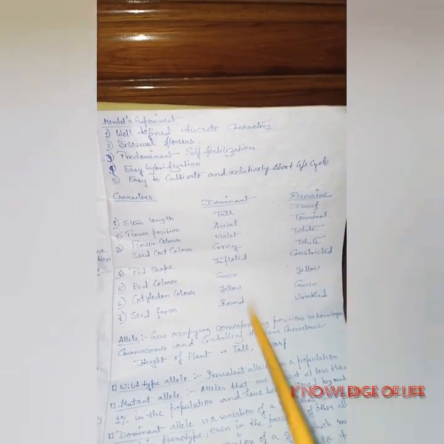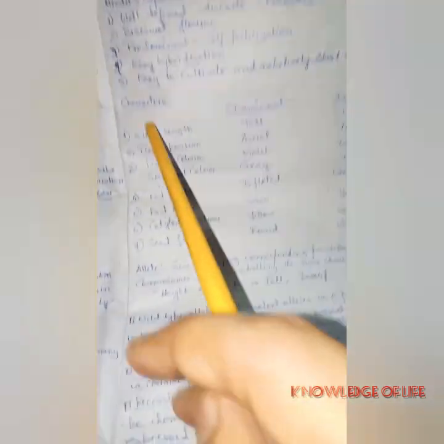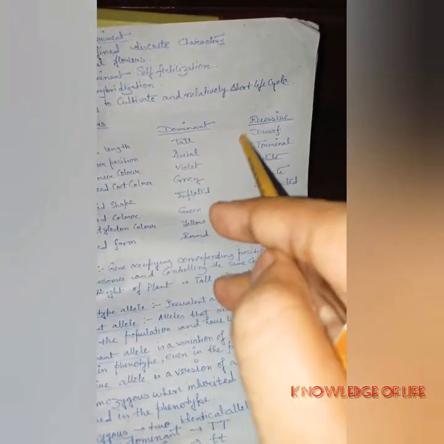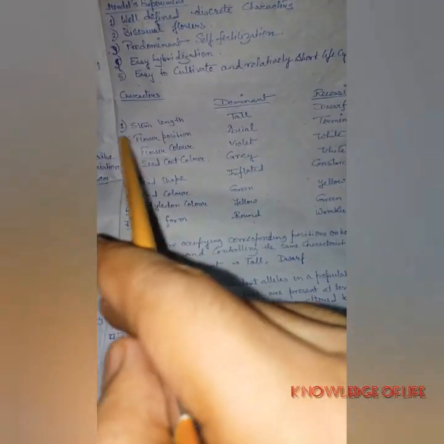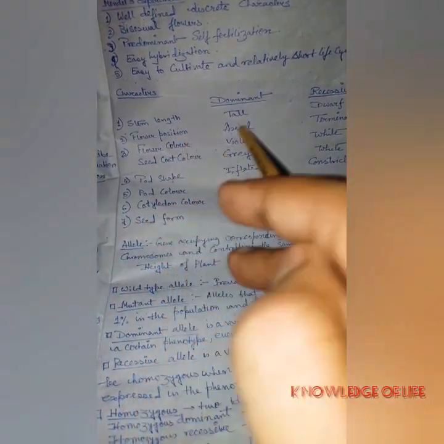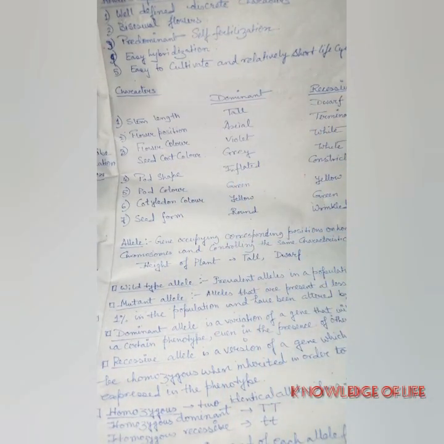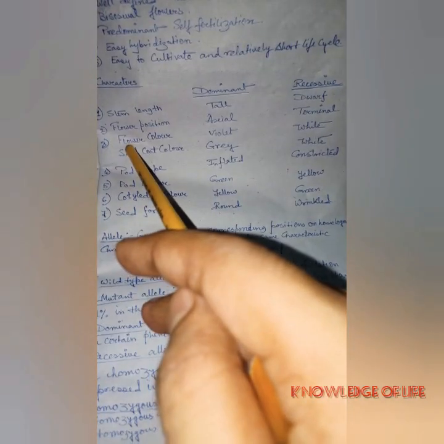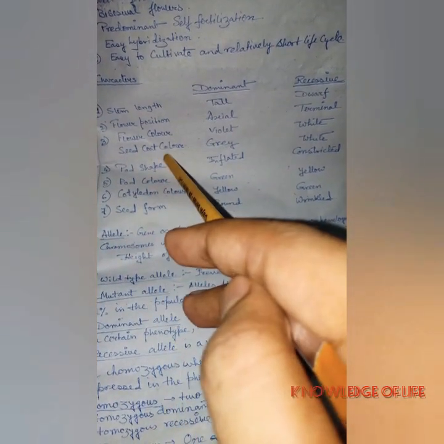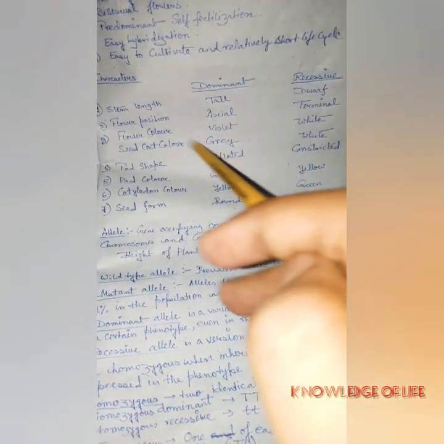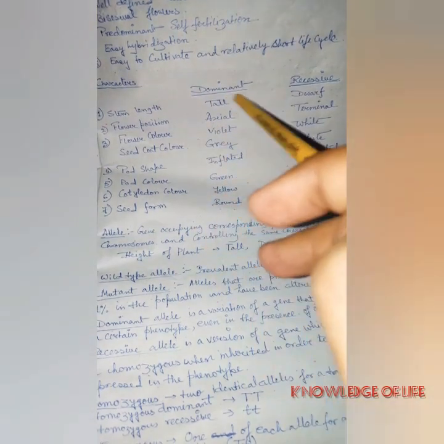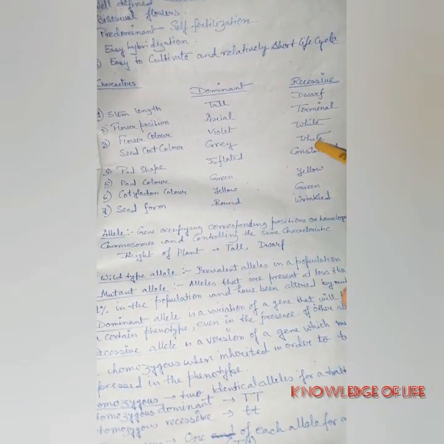This is the dominant and this is the recessive. So, stem length: the dominant character is tall and the recessive character is dwarf. Flower position: dominant is axial and recessive is terminal. Flower color or seed coat color: violet flower and gray seed coat are dominant, and recessive is white.